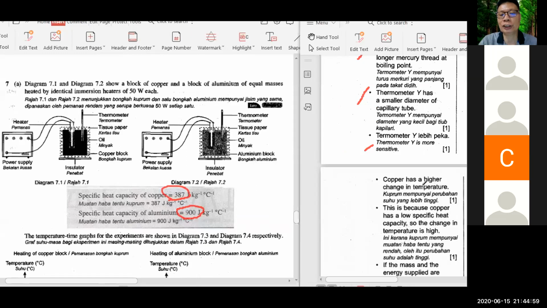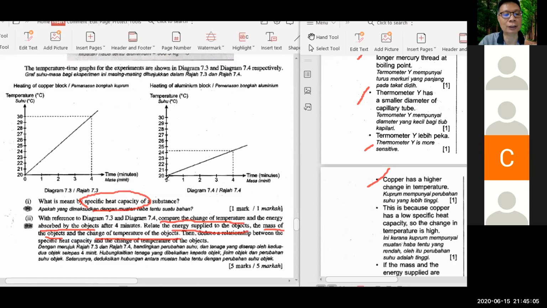Copper has higher change in temperature. Okay, second point. Copper has higher change in the temperature. You see here, temperature goes up faster, right? Next. This is because copper has low specific heat capacity. So the change in temperature is high. Okay, small specific heat capacity, so change in temperature is higher.